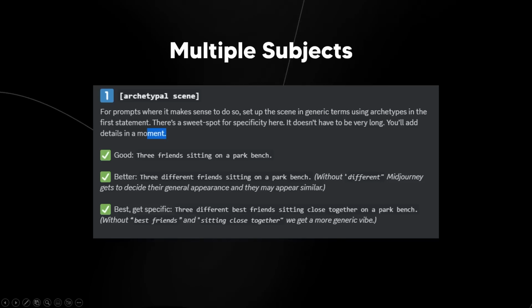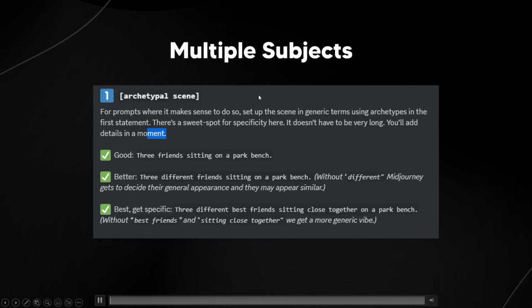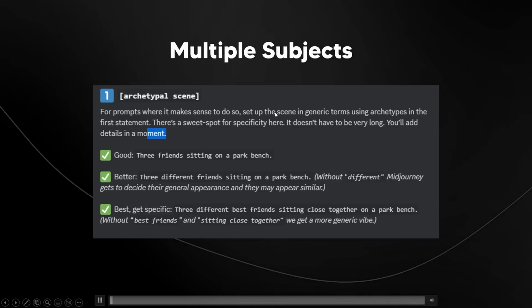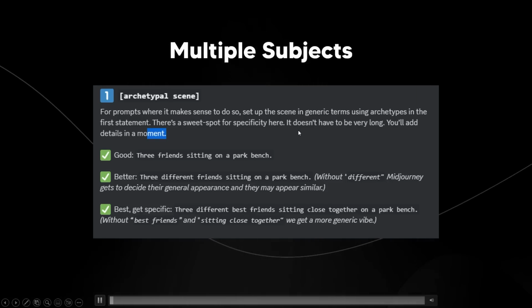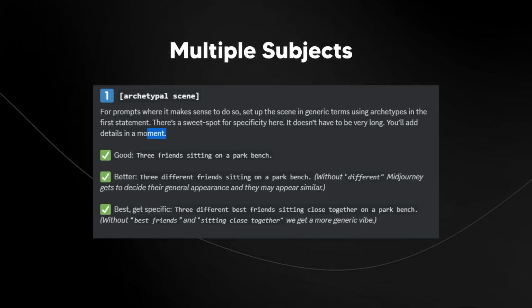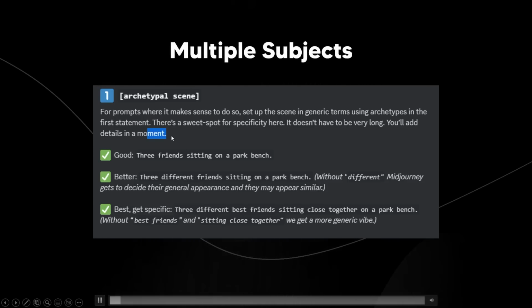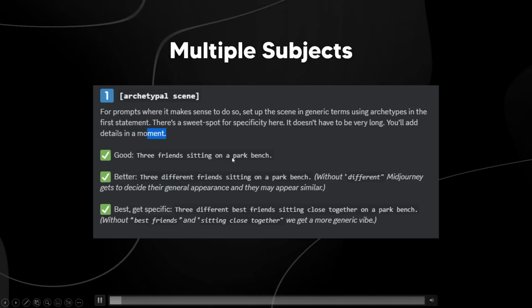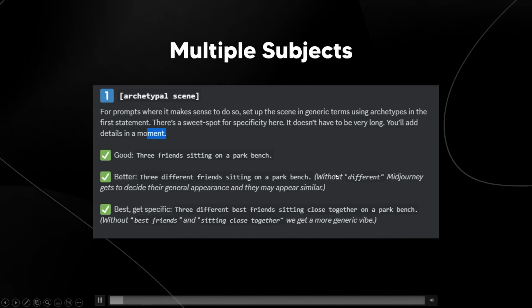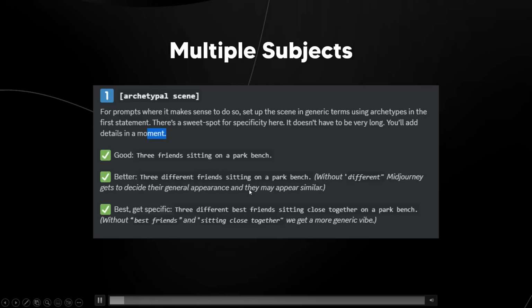And yes, it's crazy. Now, this is the main thing that most people do want to know: multiple subjects. How do you do multiple subjects in Midjourney? For prompts where it makes sense to do so, set up the scene in generic terms using archetypes in the first statement. There's a sweet spot for specificity. So essentially, this is showing you the good example. Good is 3 friends sitting on a park bench. Better is 3 different friends sitting on a park bench. Without different, Midjourney gets to decide their general appearance and they may appear similar.